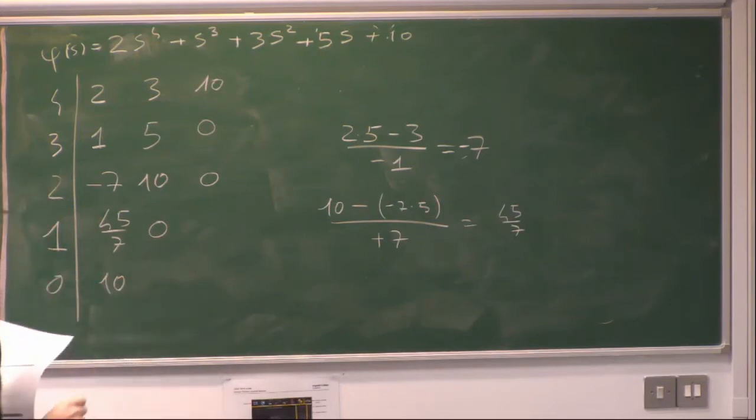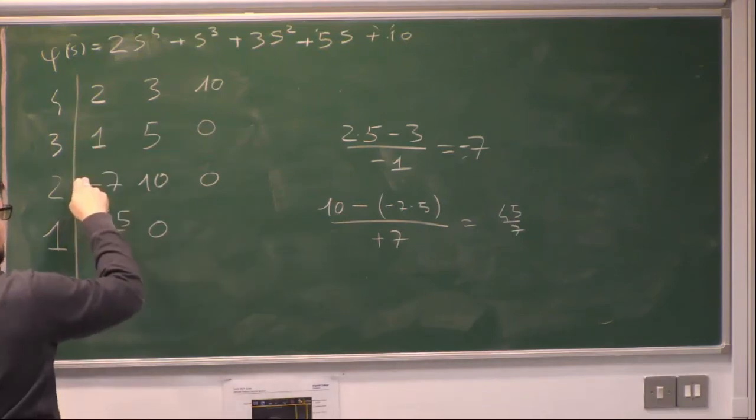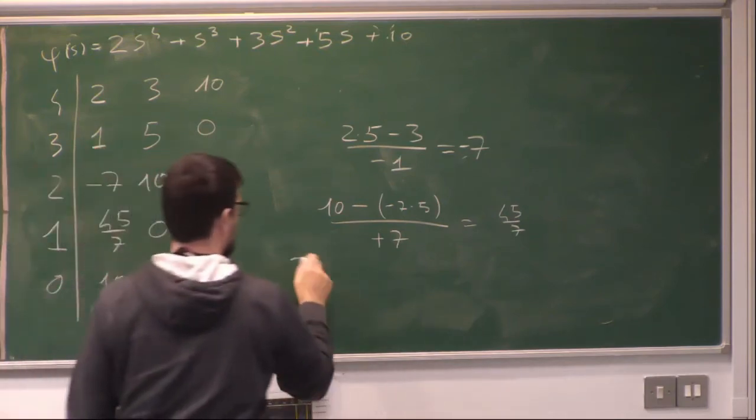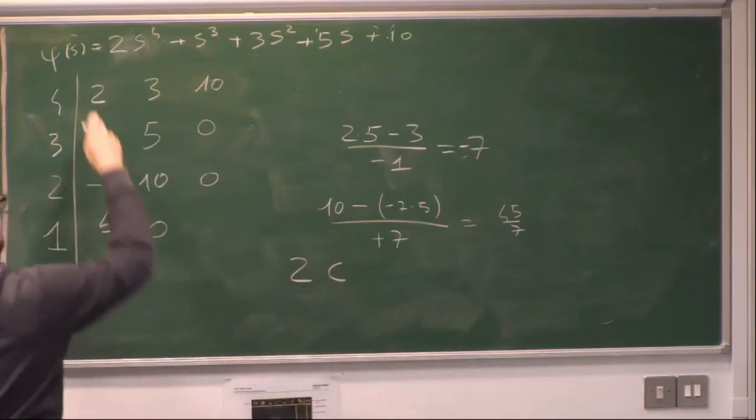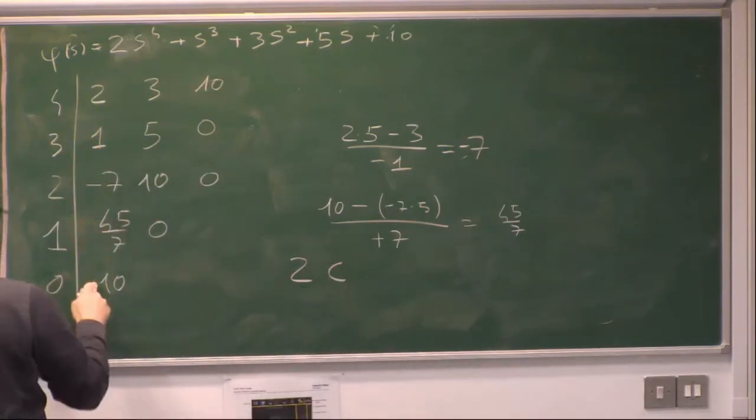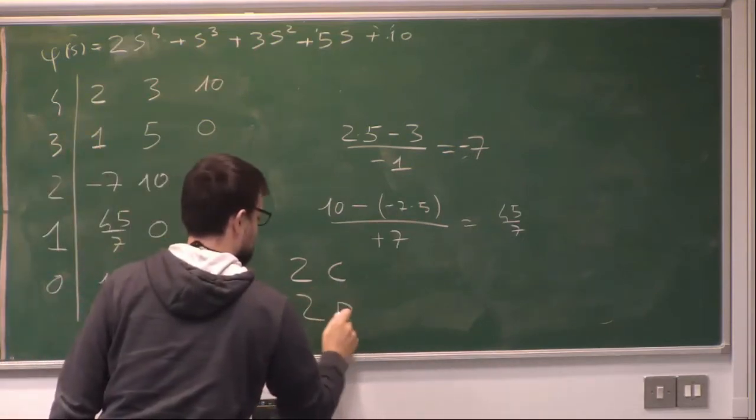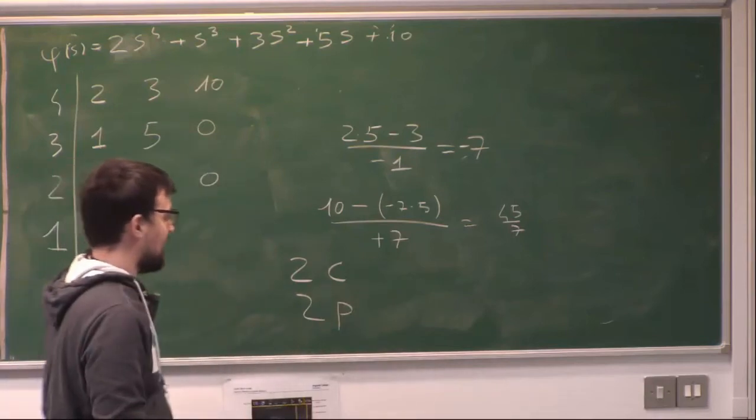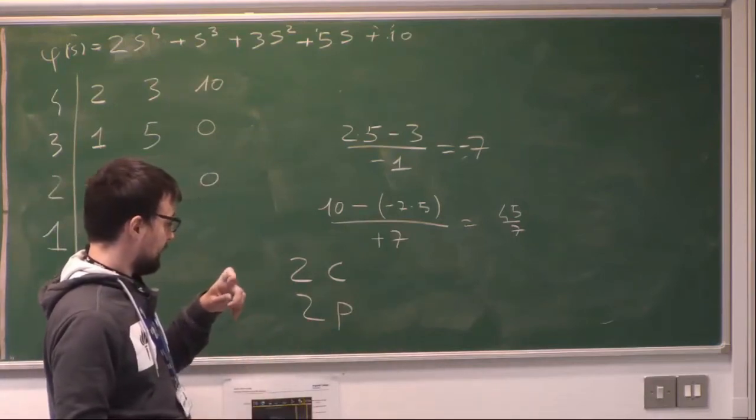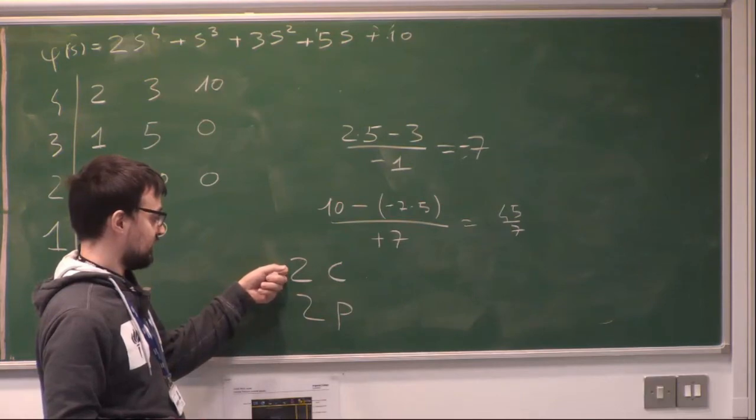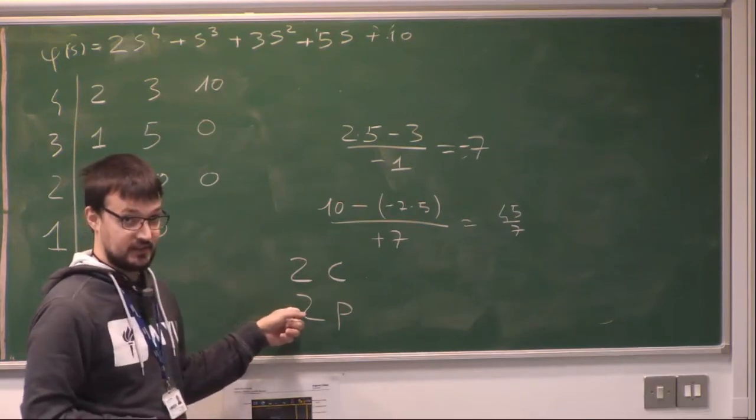So we see that there is one change of sign, another change of sign, so 2 changes, and there is 1 permanence and 1 permanence, so 2 permanences. So this means that there are 2 roots in the right-hand side of the plane and 2 roots in the left-hand side of the plane.